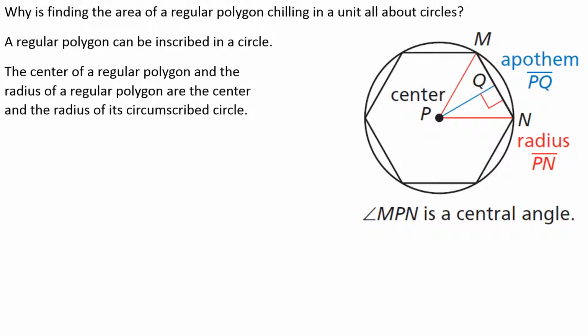Notice that the center of the regular polygon is the same as the center of the circumscribed circle. And the radius of a polygon, right, the distance from the center of the polygon to a vertex, is the same as the radius of the circle. Right, so the polygon is inscribed. That means the circle is circumscribed.